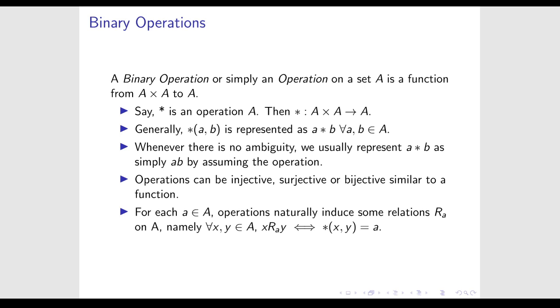Whenever there is no ambiguity, we usually present a star b as simply ab by assuming the operation. Operations can be injective, surjective or bijective similar to a function. For each a in A, operations naturally induce some relations R_a on the set A. Namely, for all x and y in A, x is related to y by the relation R_a if and only if star of x and y is equal to a.